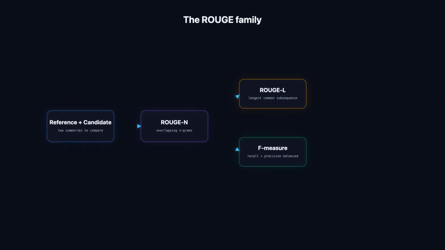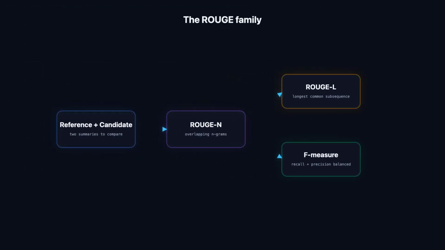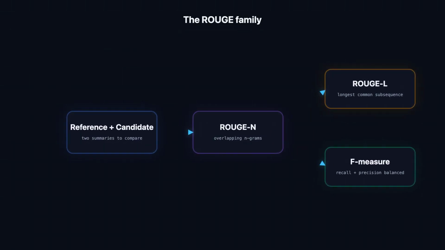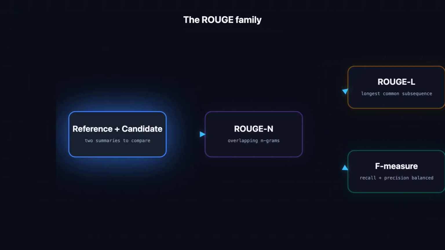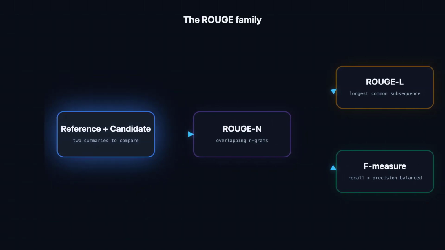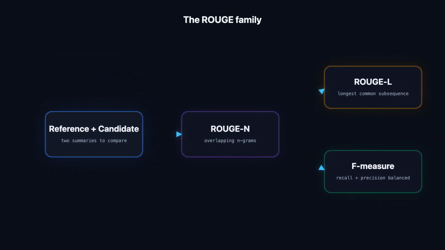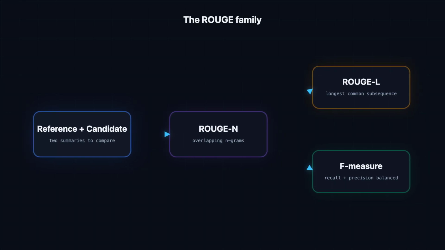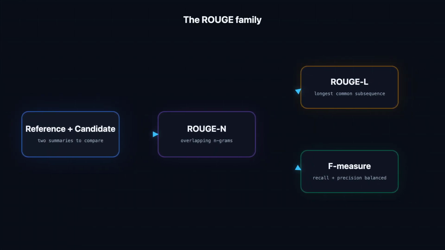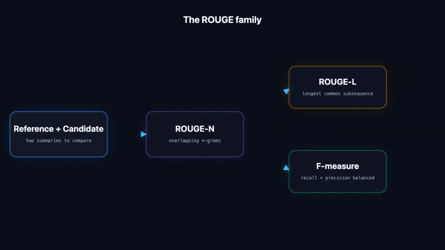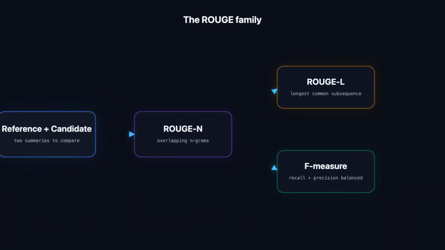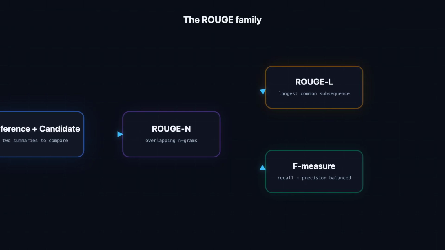Now, Rouge isn't a single formula. It's a small family of variants, so let's walk the pieces. Everything begins with two texts. You take the human reference summary and the candidate summary your system produced, and you're going to measure how much overlap there is between them. That overlap is the raw material every Rouge variant works from.